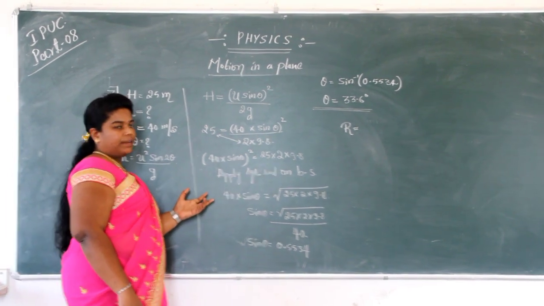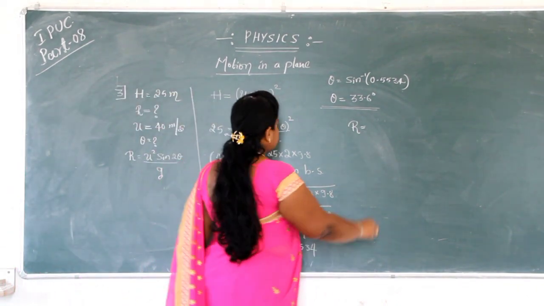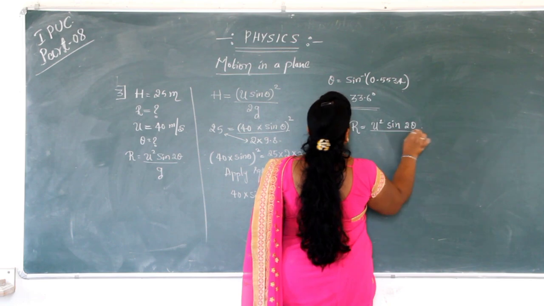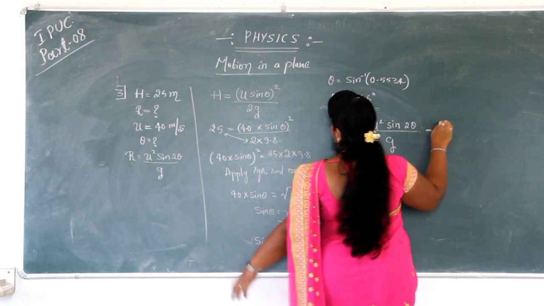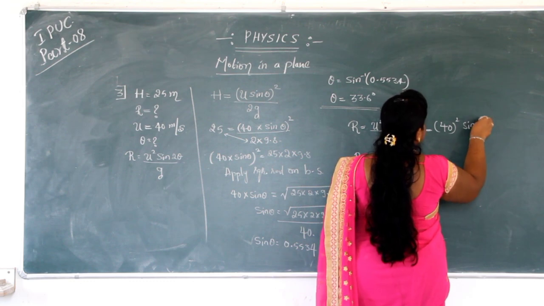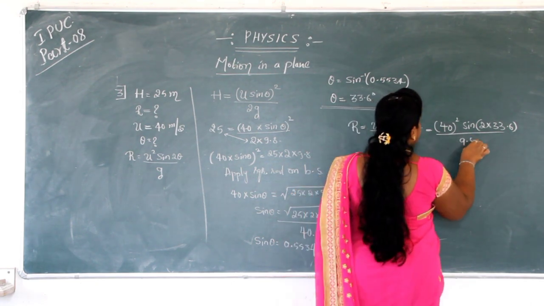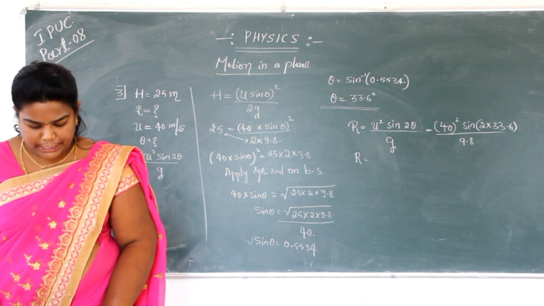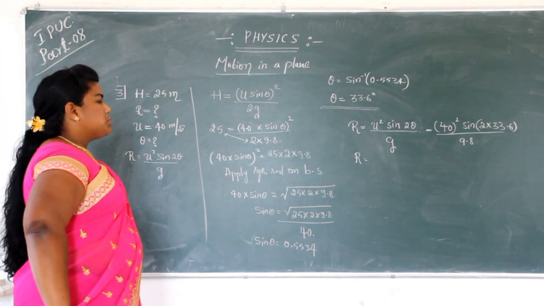You can do it, right? We will give it as: value of this one is this much. So you can do it. Now what is it? u square into sine 2 into theta, which is 33.6, all divided by 9.8. Take your calculator, multiply 2 into 33.6. So how much will you get?